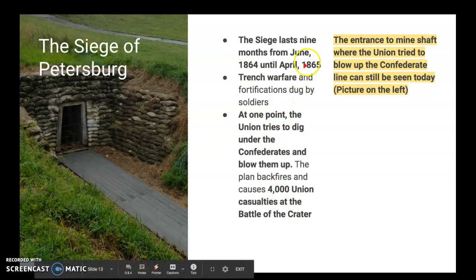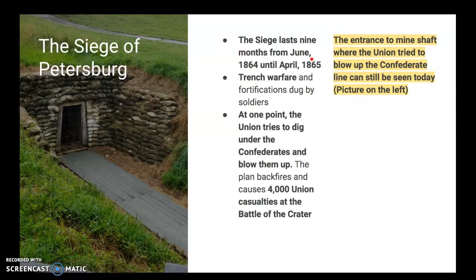So the siege there, remember, a siege is where you surround an enemy and don't let supplies in. You slowly starve them out or choke them off or something like that. That's a good way to describe it. So this siege lasted from June 1864 until April 1865, and we see trench warfare and fortifications dug by soldiers. If you look at Petersburg and what happened there during this siege, it's almost like a preview of what happened. For those of you who know how fighting was conducted in the West in World War I, it's trench warfare, very similar.